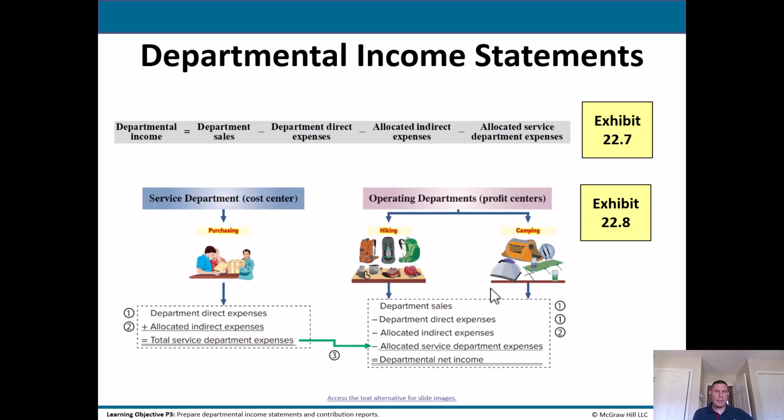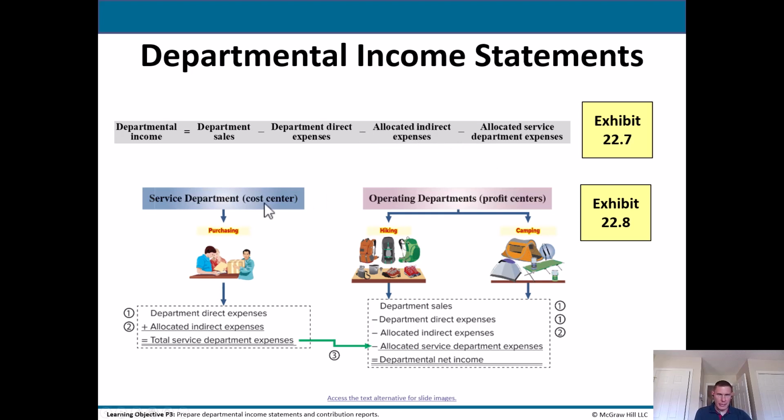So let's now look at departmental income statements. So you've probably up to this point always thought about income statements for a company as a whole, but we can certainly do individual income statements as well. So departmental income equals the department's sales minus any direct expenses of that department, minus any allocated indirect expenses, minus any allocated service department expenses.